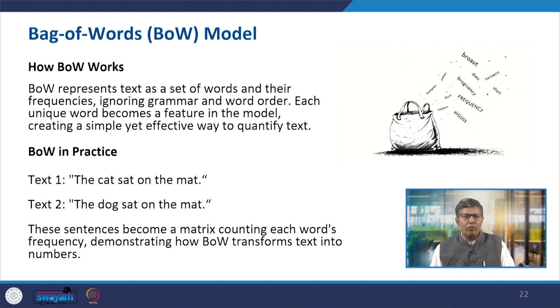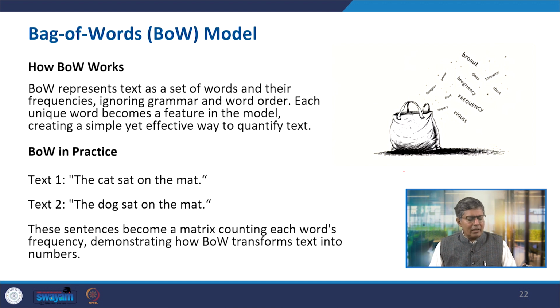What is bag of words first? The bag of words model is one where all the words are kept in a bag, for example, simple meaning. So, bag of words represents a set of words and their frequencies, ignoring grammar and word order. Each unique word becomes a feature in the model, creating a simple yet effective way to quantify the text. For example, let us understand. You can see this bag and there are several words in this bag, right.